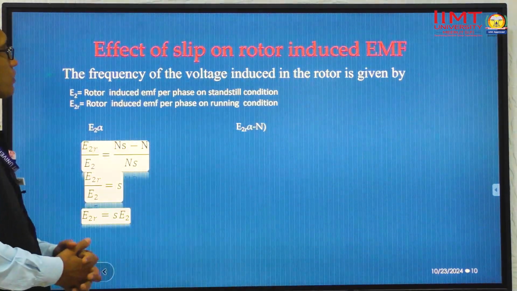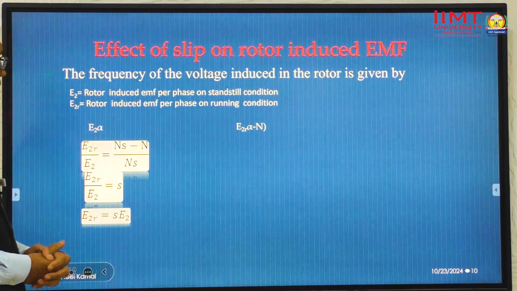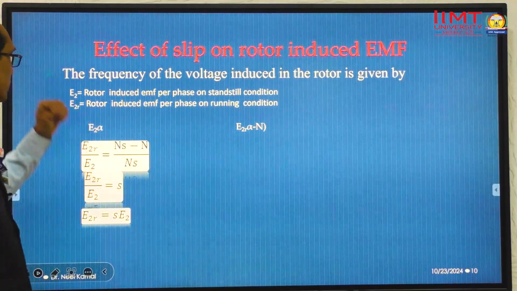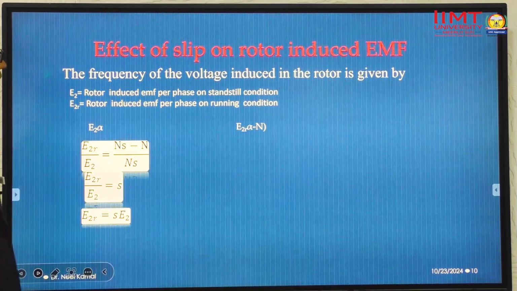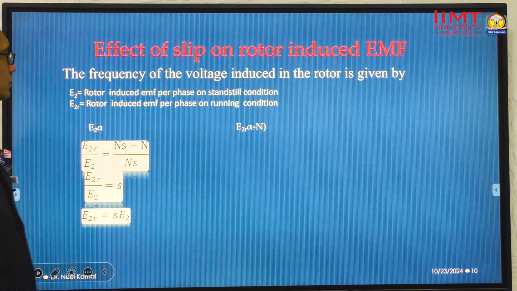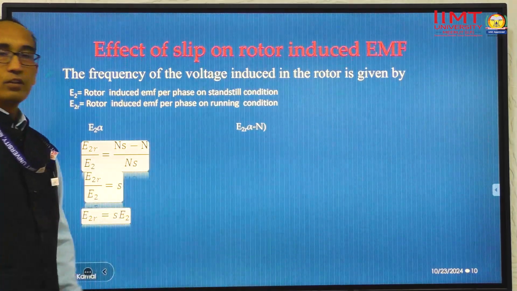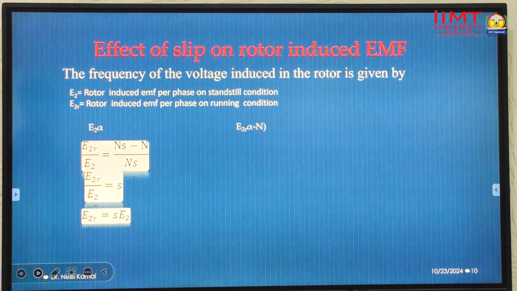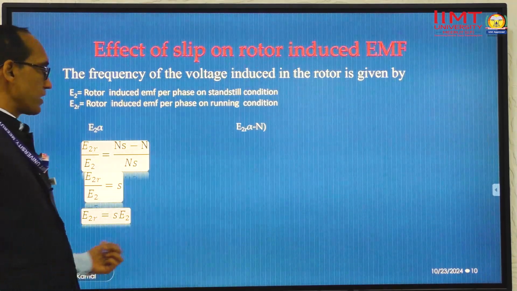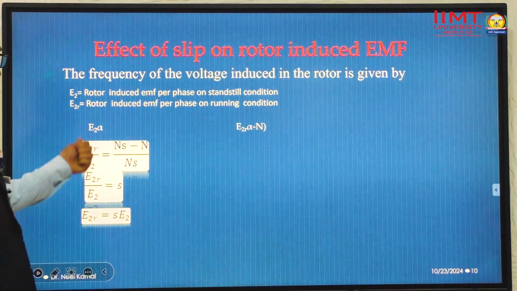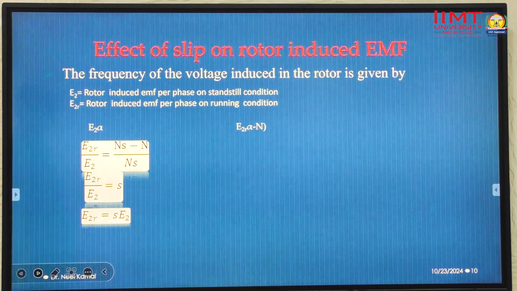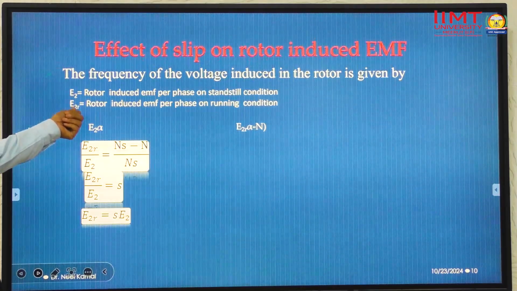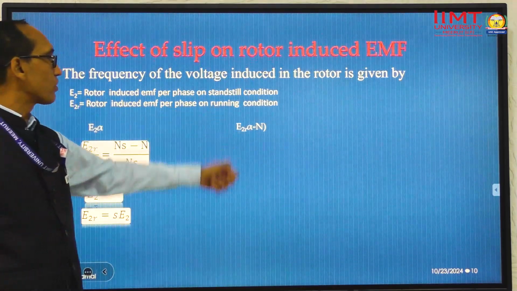Second, the effect of slip on rotor induced EMF. We have two different conditions. One is known as the standstill condition, where the rotor is at standstill, or there is no rotation. And second is the running condition, where the three-phase induction motor is running. As per our earlier discussion about the slip, we have E2, which means rotor induced EMF per phase on standstill condition, and E2R, which means rotor induced EMF per phase on running condition.